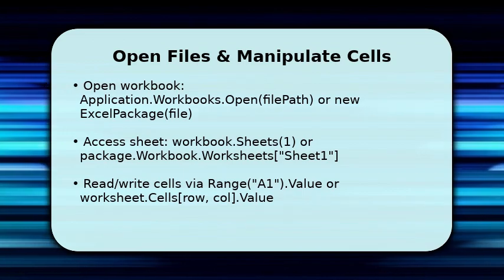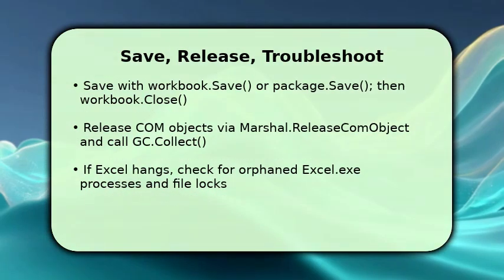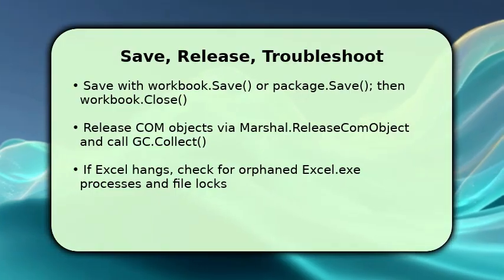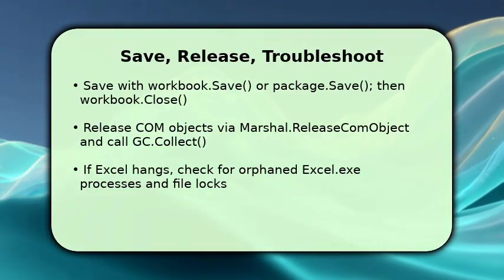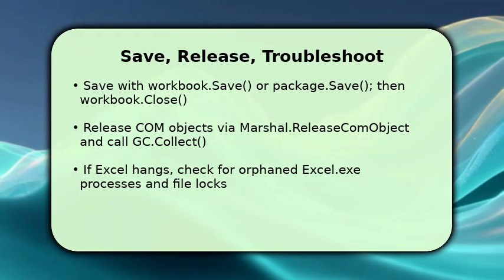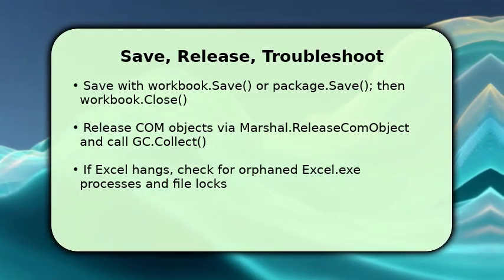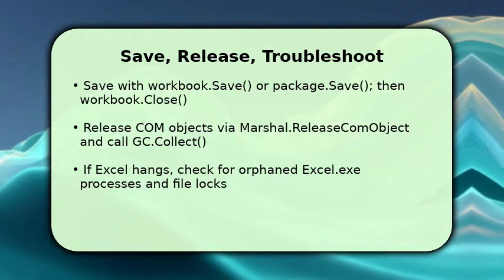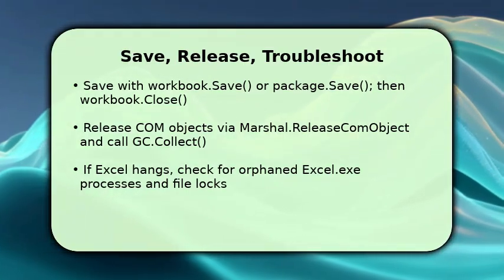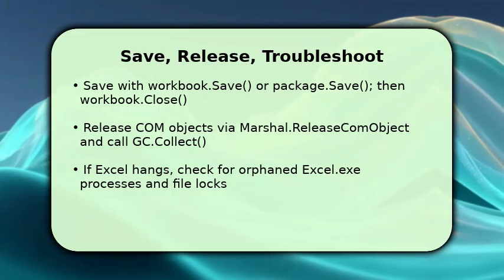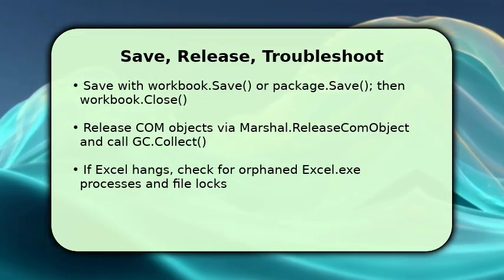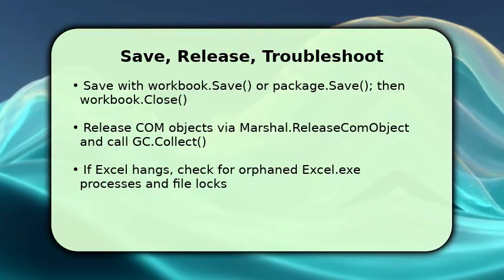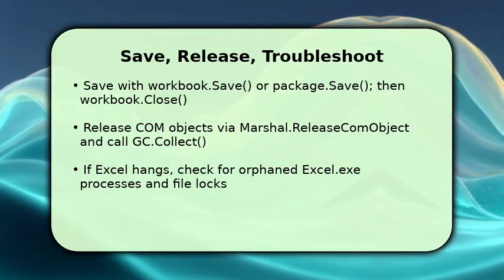Finish by saving changes, call workbook.Save or package.Save, then close the workbook and quit the Excel application. If using Interop, release COM objects in reverse creation order with Marshal.ReleaseComObject and force GC.Collect to clear lingering references. For EPPlus, call Dispose. Always wrap operations in try/finally to guarantee cleanup.